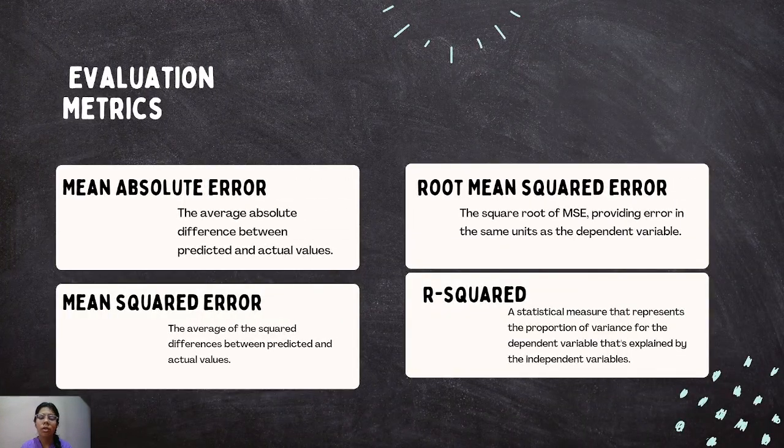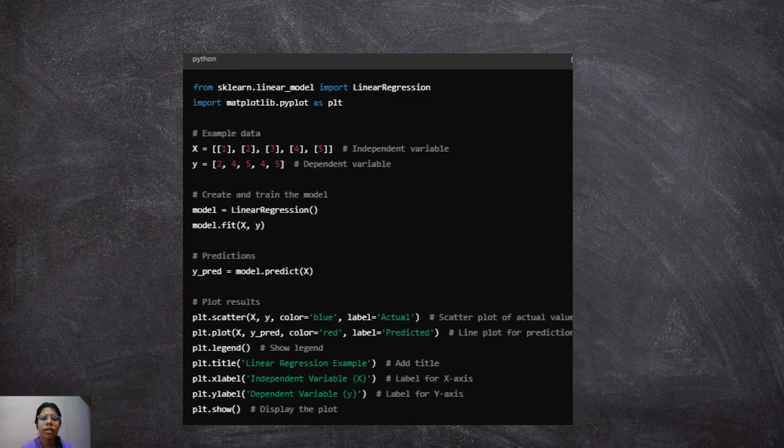Then we have the evaluation metrics. We have four here. Mean absolute error, which is the average of the absolute differences between the predicted and the actual values. And we have the root mean square error, which provides the error in the same unit as the dependent variable. Then we have mean squared error, the average of the squared difference between the predicted and the actual value. Then R squared, a statistical measure that represents the proportion of variance for the dependent variable that is explained by the independent variable.